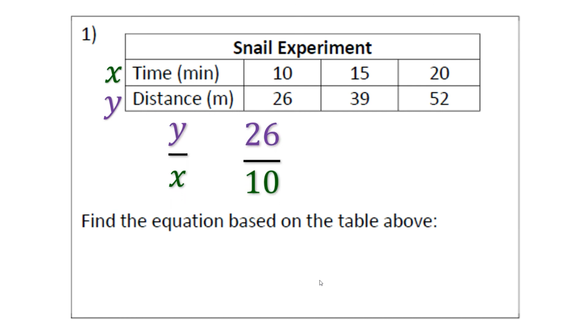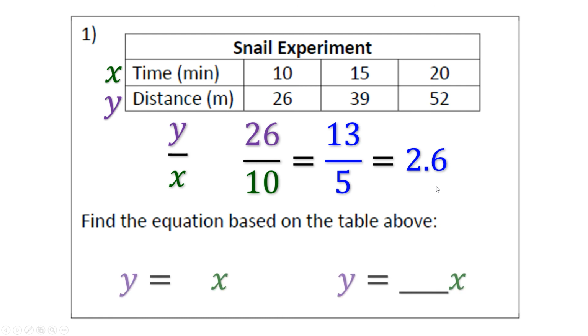So number 1, you're going to have your y over x value to figure out the constant of proportionality, 26 divided by 10. You could either write it as a fraction, 13 over 5, and an improper fraction is fine. We don't tend to change things to mixed numbers when we're writing equations. And you could also convert it to a decimal. So you could do 26 divided by 10 in the calculator and you'll get 2.6. So therefore our equation could be y equals 13 over 5x, or y equals 2.6x.